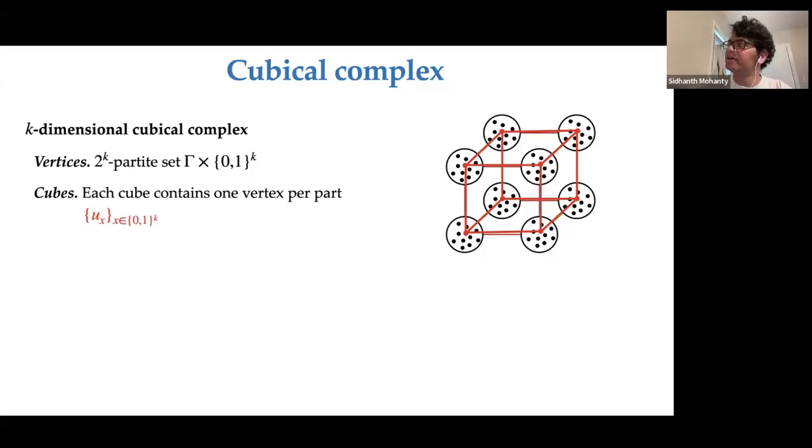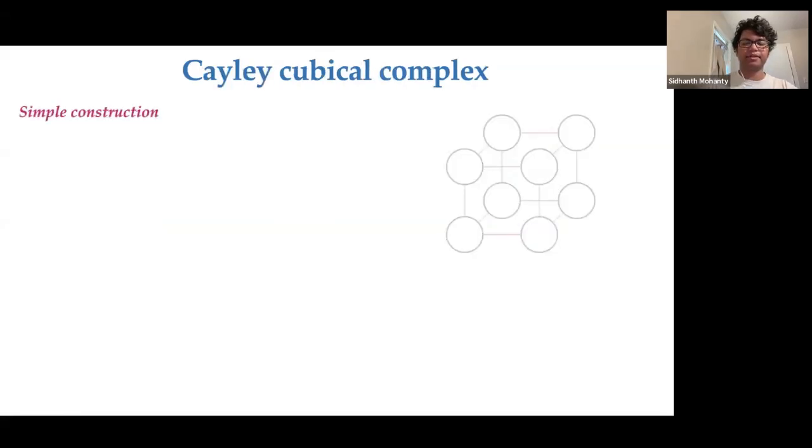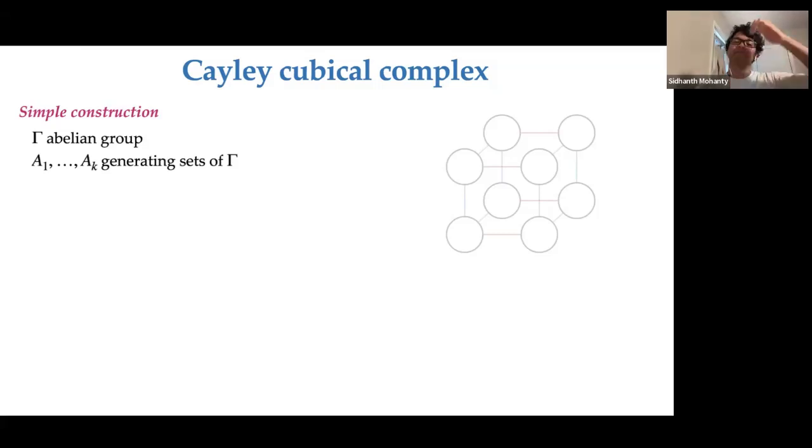Okay, now I want to tell you all a simple construction of a cubical complex. The construction that we use will be a more complicated version of the construction that I will show you. Here's a simple way in which you could construct a cubical complex. You should think of the set gamma as being an abelian group. Maybe if you want to be concrete, you can even think of it as being, let's say, the integers 1 through n.